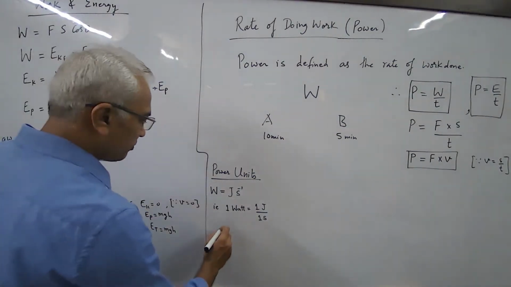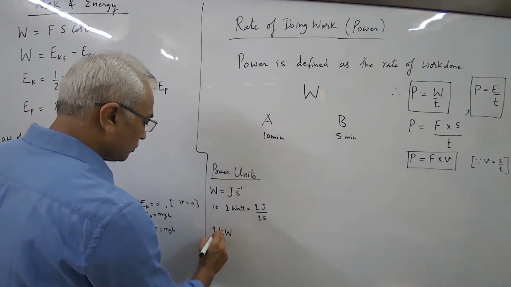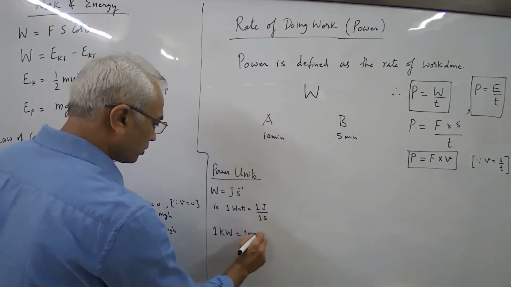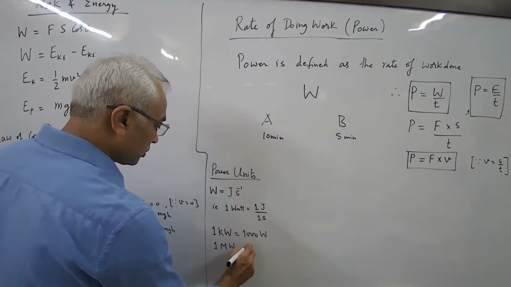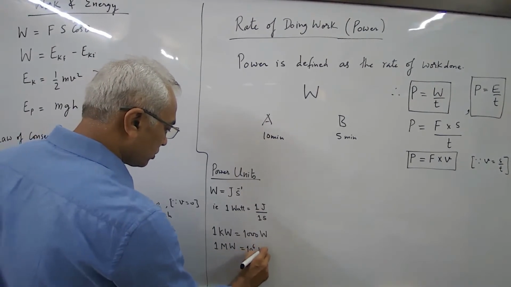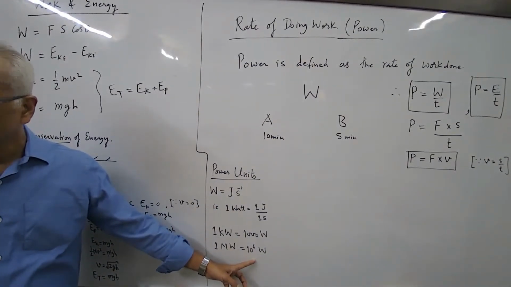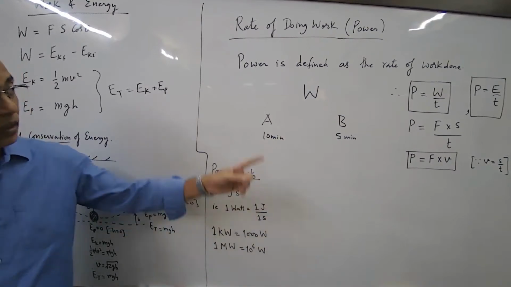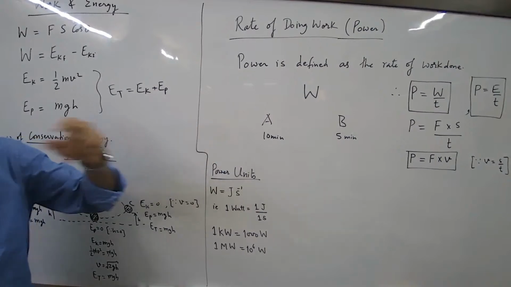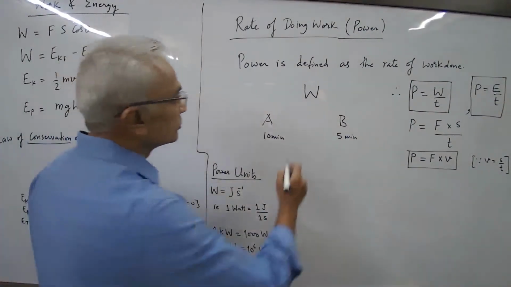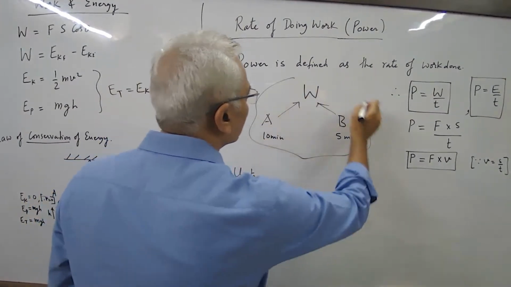And there are bigger units of power, kilowatt (1,000 watt). We have megawatt equal to 10 raised to 6 watt. This W, when it is written as unit, is watt, and in the formula it is work. So be clear. This is just illustration.